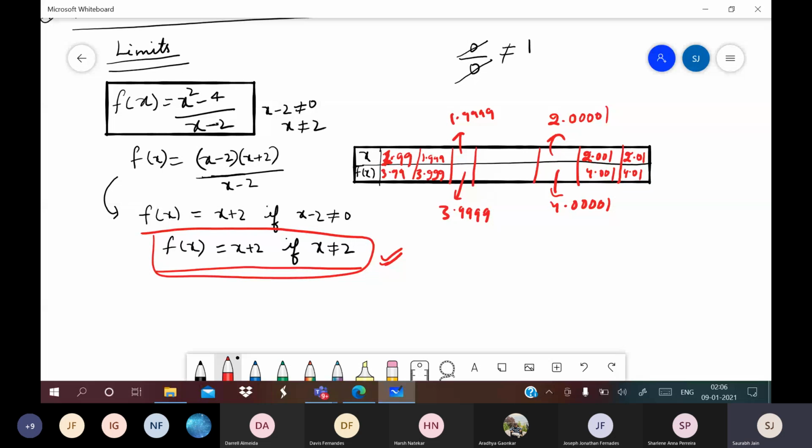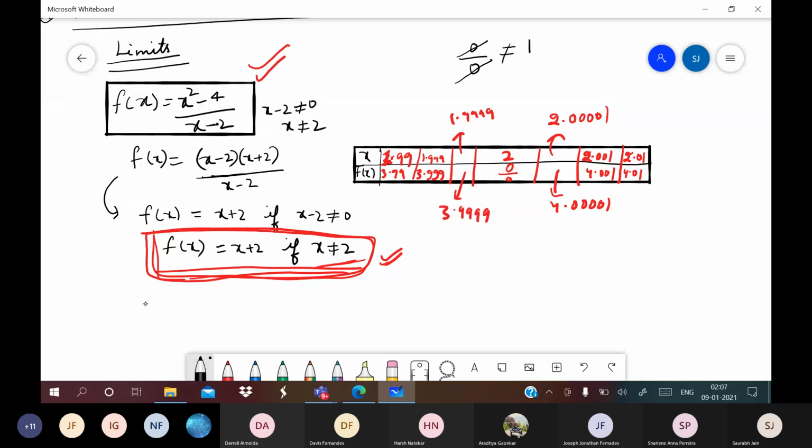Now the question is, what if I put 2? If you say that your answer will be 4, it is wrong. Why? Because you cannot put 2 here, when you got this function f(x) as x + 2 when x is not equal to 2. And if you actually want to put 2, then do it here, in the numerator and denominator. What will you get? You will get 0 by 0.